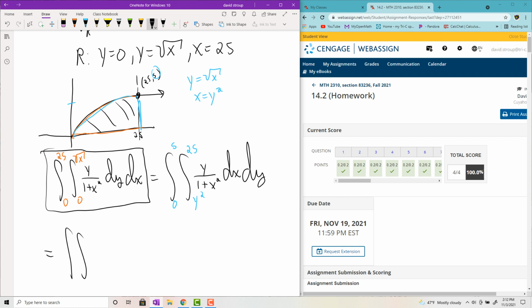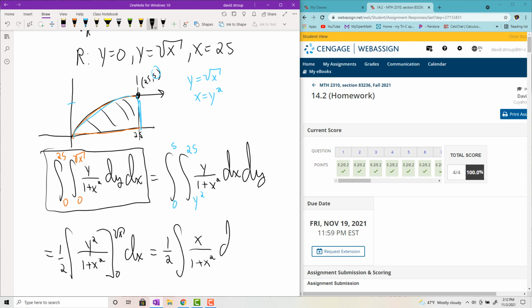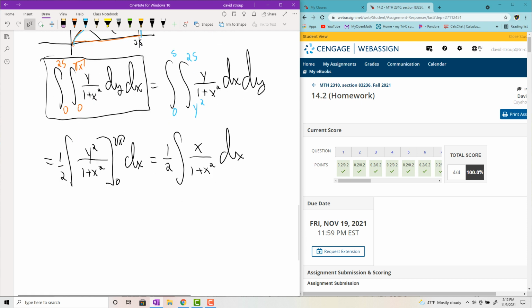So with respect to y, I'm going to get y squared over 2. So I get y squared, I can factor out the 1/2 then, and 1 plus x squared, evaluated from 0 to square root x dx, plugging in the square root x and for y squared, you just get x over 1 plus x squared minus 0. And then that thing we just use a u sub on, so u is 1 plus x squared, and then du is 2x dx. So dx is du over 2x.